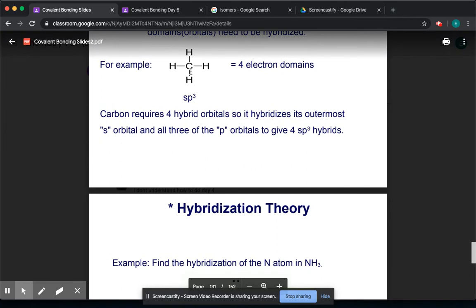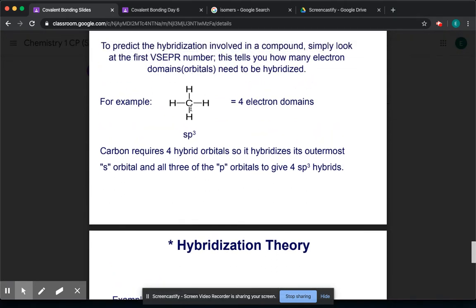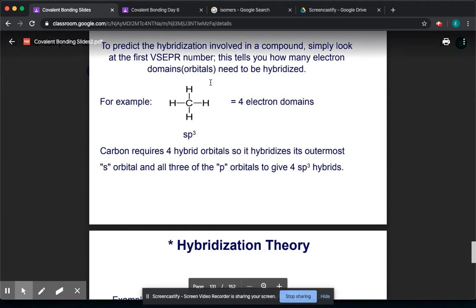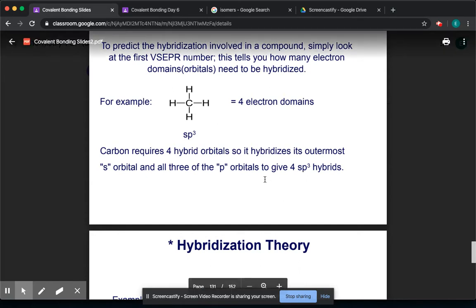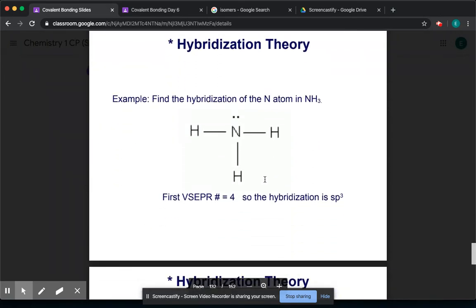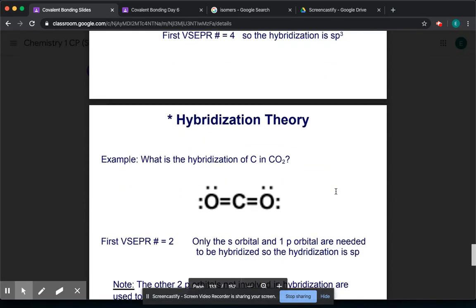So in this case, that first number for carbon would be 4. It has 4 bonds and 0 lone pairs. So that first digit would be 4. So we have 4 domains. 4 domains means we need sp3. Okay. This one again has 4 domains: 3 bonds and 1 lone pair. That's 4 domains total. So you get sp3.